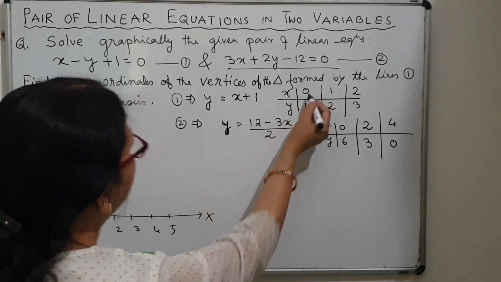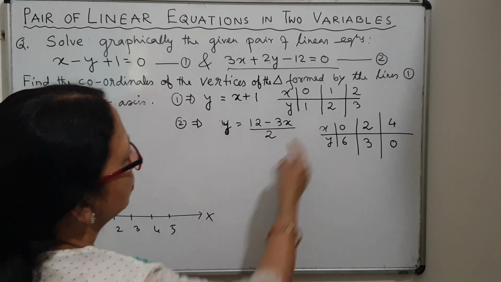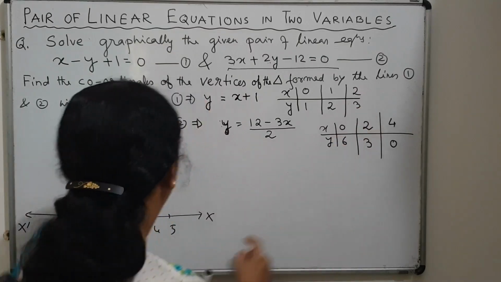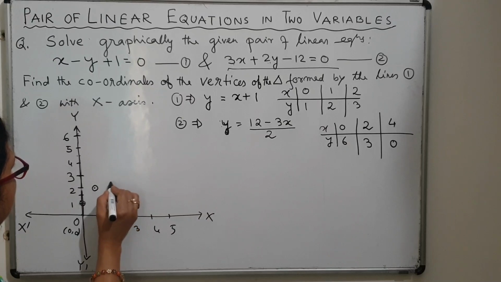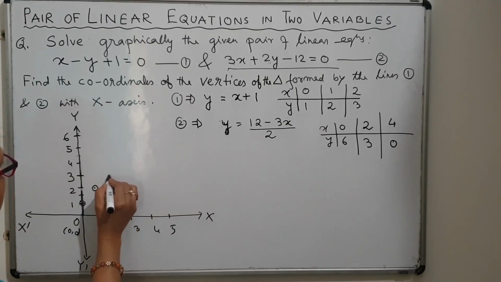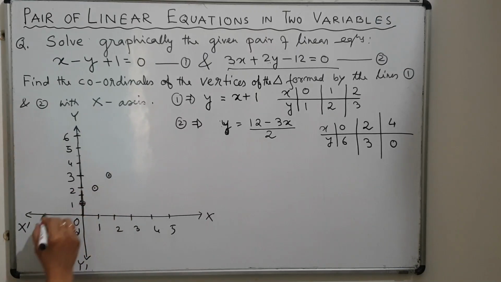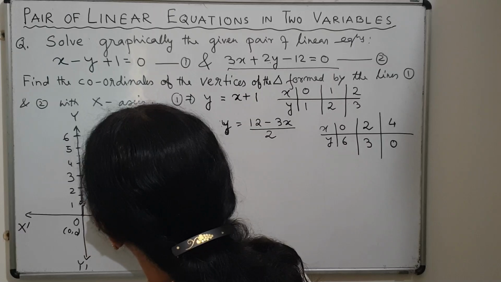So the first one, 0, 1. This is the point. Next is 1, 2. So 1 here and this 2 here. This is the next point. Third point 2, 3. 2 here, and you go up to 3. Third point here it is. So these are the 3 points. I will join them with the help of a scale to get the graph.